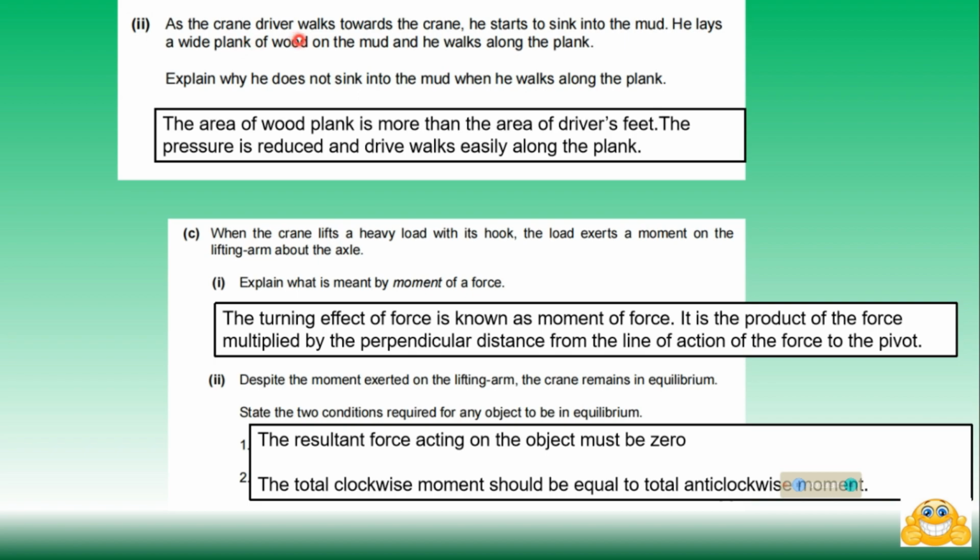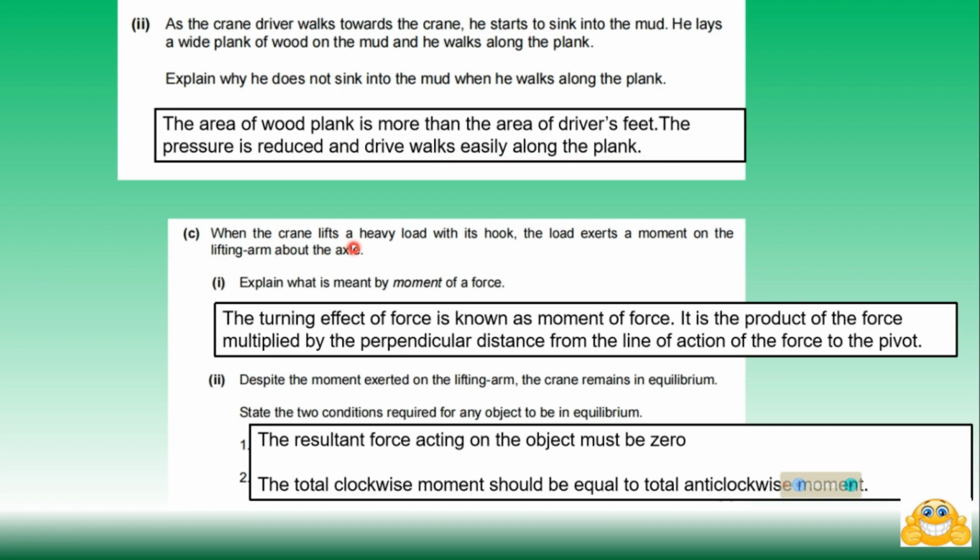As the crane driver walks toward the crane, he starts to sink into the mud. He lays a wide plank of wood on the mud and then he walks along the plank. Explain why he does not sink into the mud when he walks along the plank. The area of the wood plank is more than the area of the driver's feet. So the pressure is reduced and the driver walks easily along the plank.